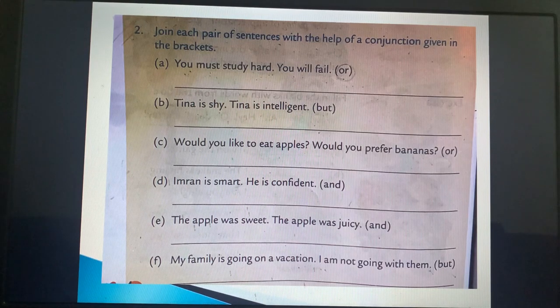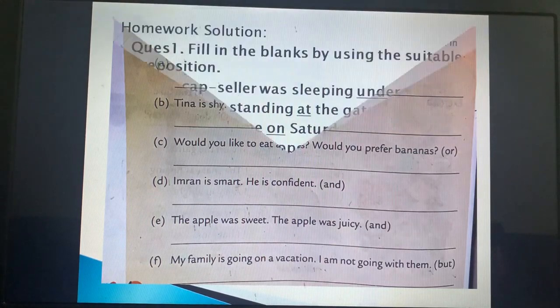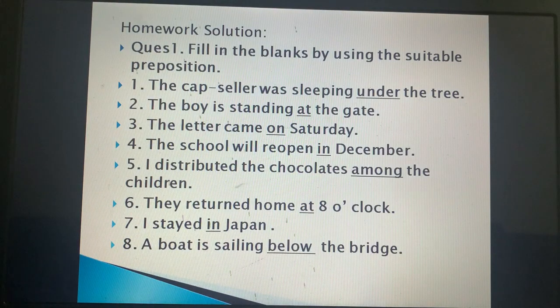Understood these sentences? So you need to do it with a pencil and a beautiful handwriting. Keep this in your mind. Okay? So next part of this lecture is, this is the homework solution. I gave you the assignment which was based on preposition. Now we are going to discuss it.